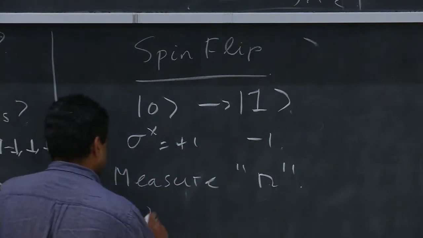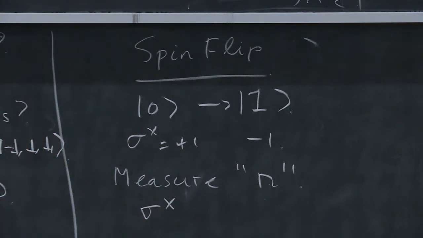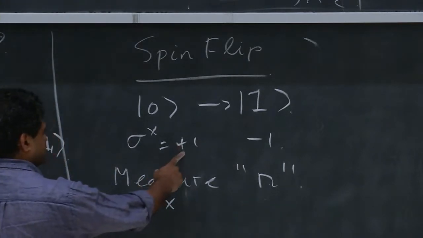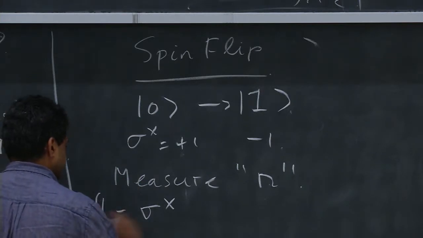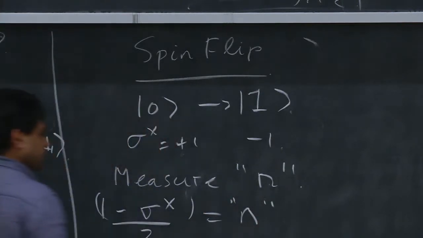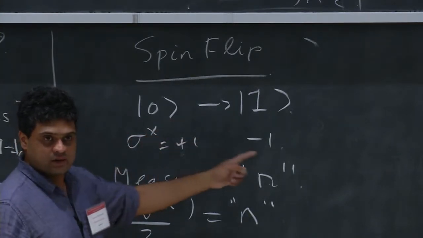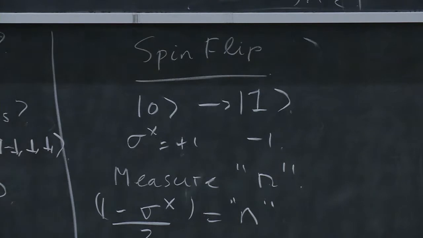Essentially sigma x measures whether you have a spin flip or not. Strictly speaking, you want this to be 0, so you say 1 minus sigma x over 2 is like a number operator. This will give you either 0 or 1 depending on whether sigma x is +1 or -1. Okay, so that's one set of operators.